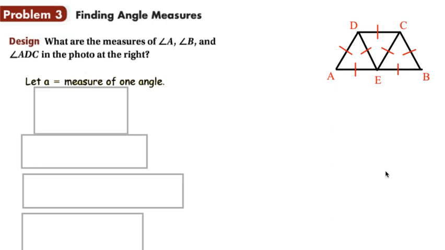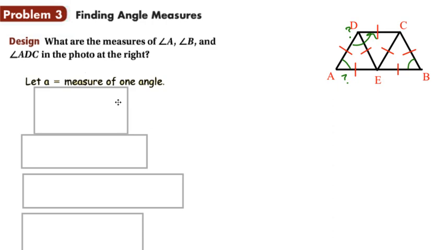So let's take a look at an example. It says, what are the measures of angle A, angle B, and angle ADC? Let me go ahead and mark those. I'm going to mark them in green so they are kind of different. We're looking for angle A, angle B, and we know they'll be congruent, and then angle ADC right there. We're looking to find what its measures are.